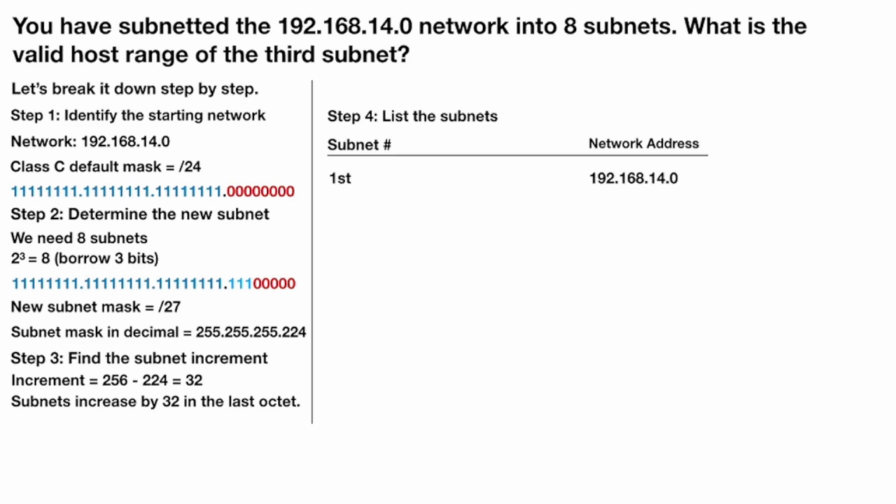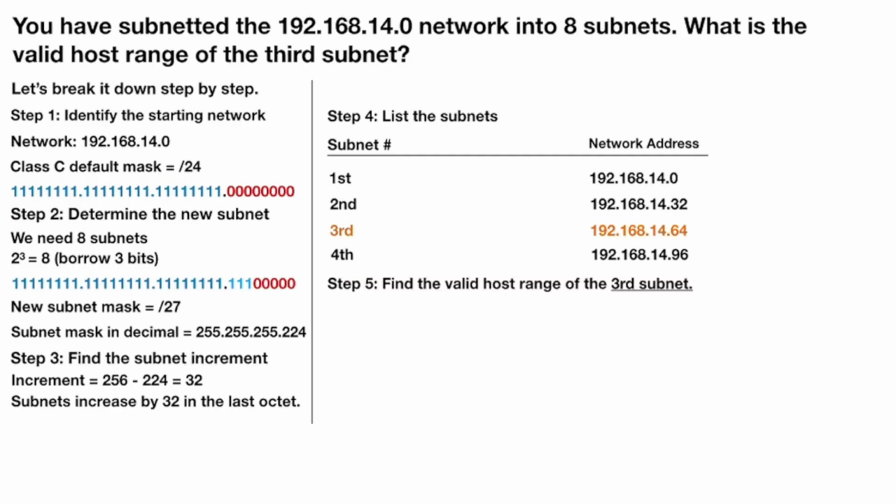Now we know that the first subnet is the one that is in the question, which is 192.168.14.0, and the second subnet is the same 192.168.14, but the last octet will be 32, because in the increment we realize that the last octet increases by 32. The third one is going to be 192.168.14.64, and the fourth subnet is 192.168.14.96.